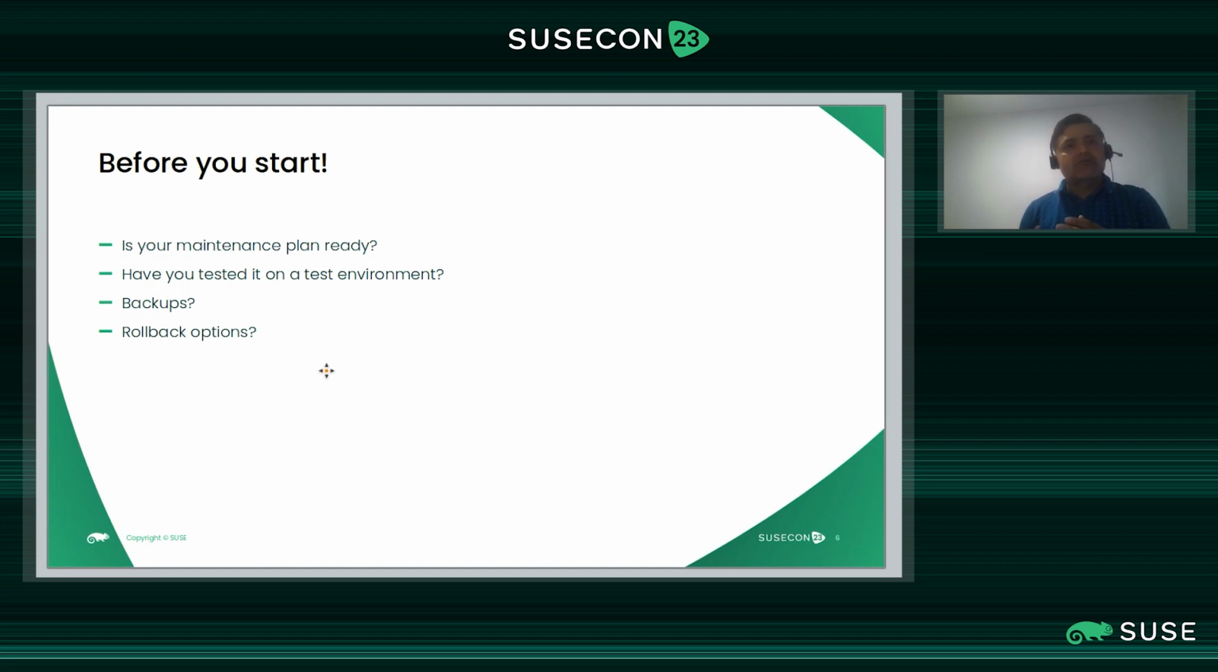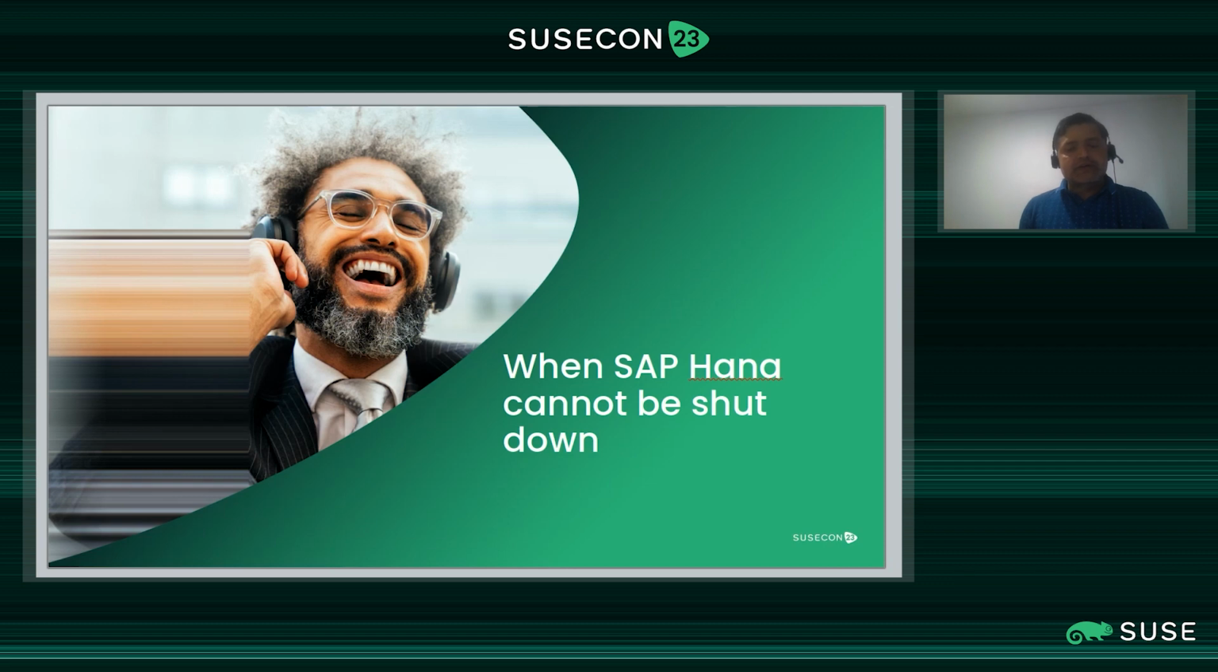Now, when we get that different outcome, we don't want to proceed. Then how do we take the system back to its original state? So we should have that plan for rollback. Now when we have all this ready, we are ready with our maintenance procedures. As I told you before, we are going to discuss three scenarios.